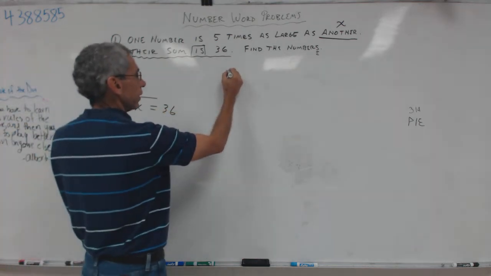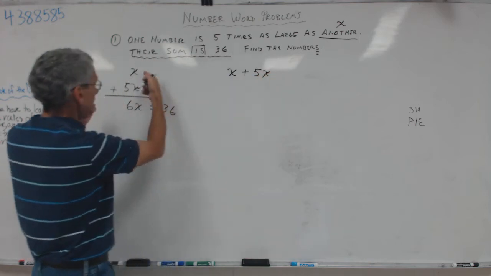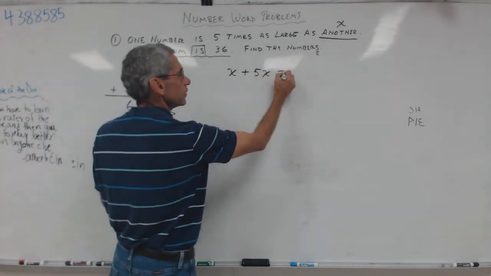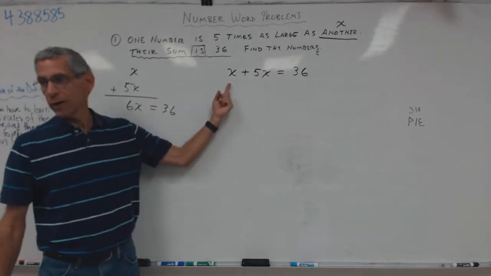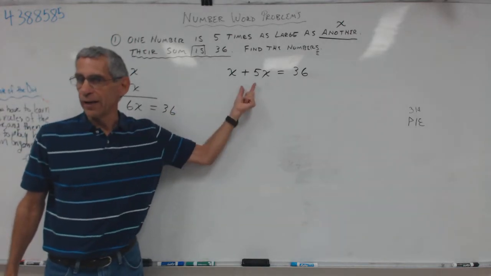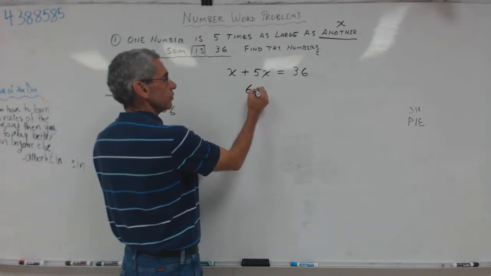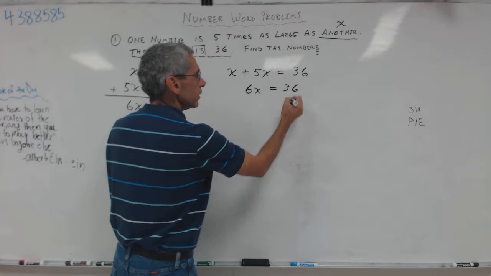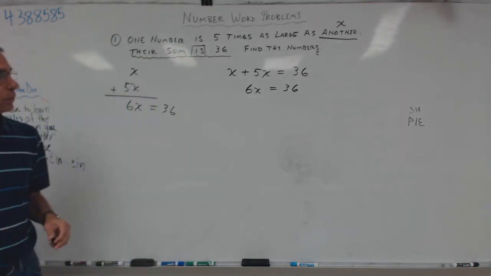Or I could do Skylar's way with saying x plus 5x. I'm adding these two together equals 36. All right? And if I did that, if I have 5 apples and I add another apple to it, I have 6 apples, right? So same with the x's. I have 6 x's equals 36. So now what do I do? Can you put the 1 in?